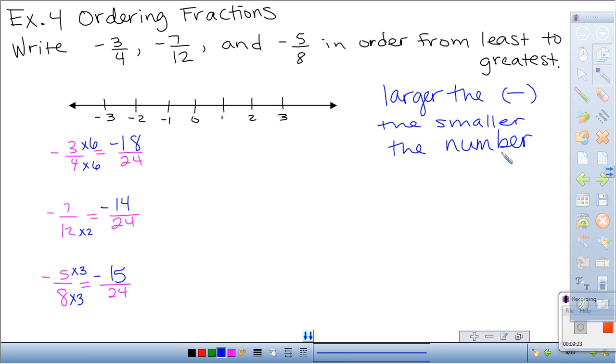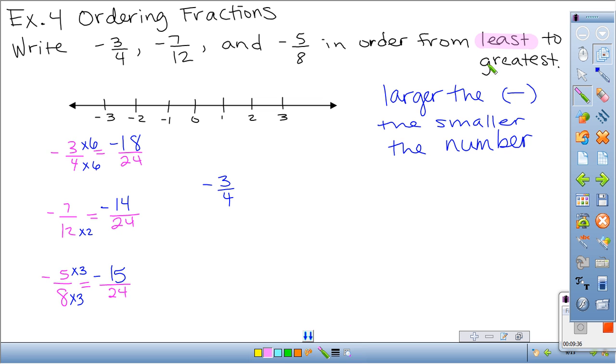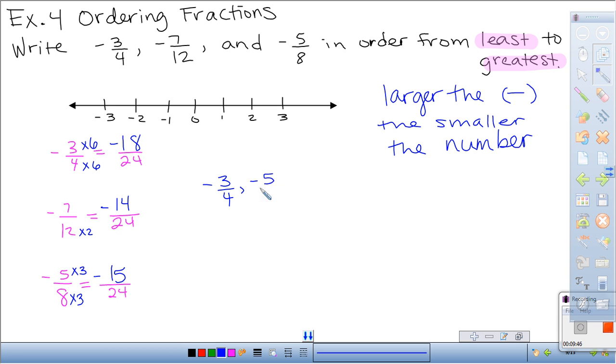So let's order them. What's the largest negative? Our largest negative is this one right here, -18/24, which was originally -3/4. So that's my first fraction. It's the least number. We're ordering from least to greatest. It's the smallest number because it's the largest negative. Our next largest negative is -15/24, which is -5/8. So it was the next biggest negative, meaning the next smallest number. And then finally, -14/24, or -7/12. And there we have them ordered from least to greatest.